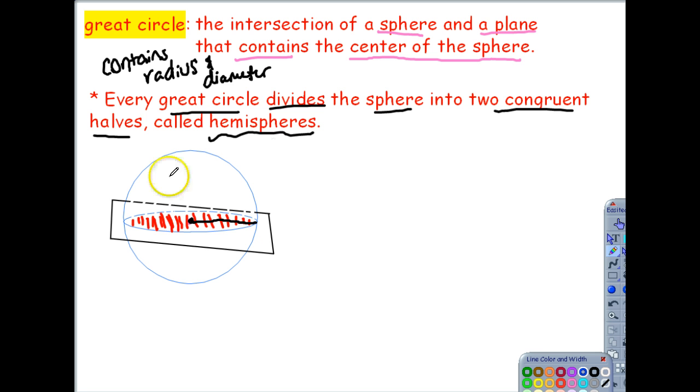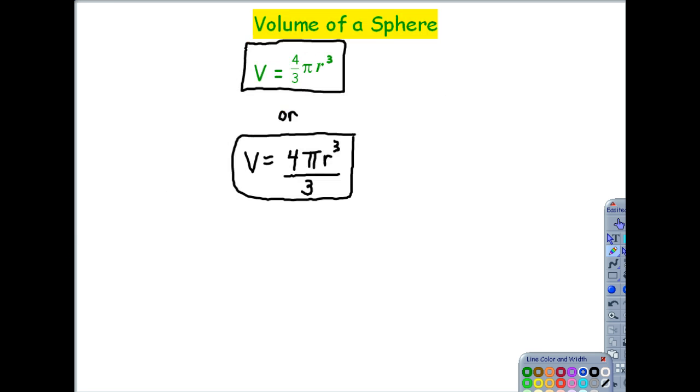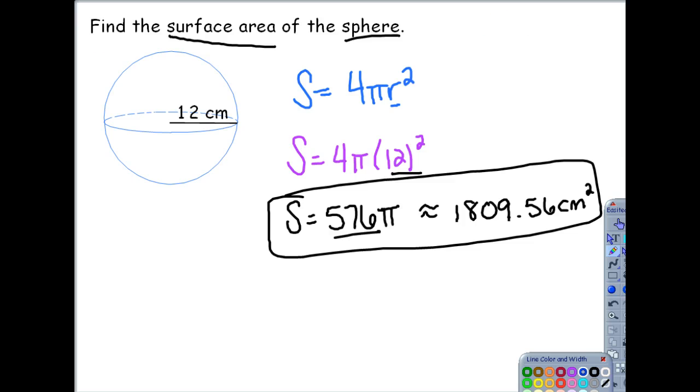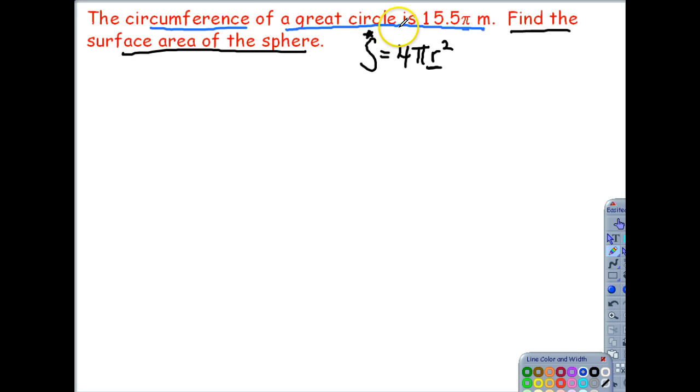If I know the circumference of the great circle, will that help us find the radius, which then will help us find the sphere's surface area? Because circumference we know is going to be 2 pi r. And if they give you the circumference is 15.5 pi, we can find the radius, right? Because they contain the same radius. Absolutely.